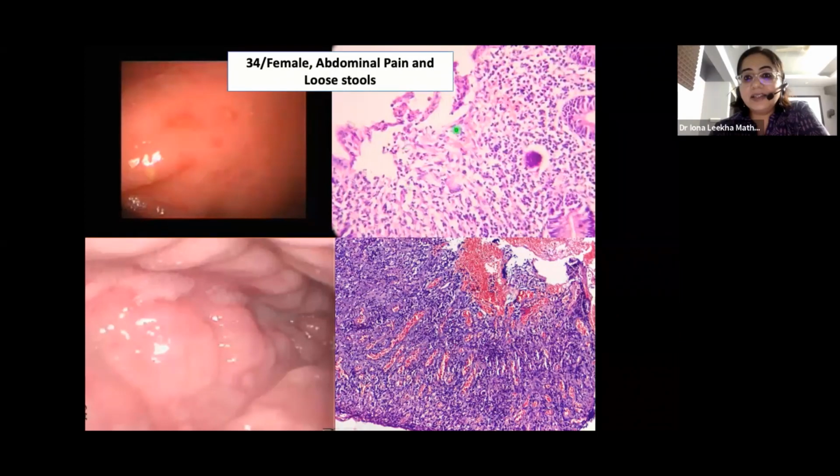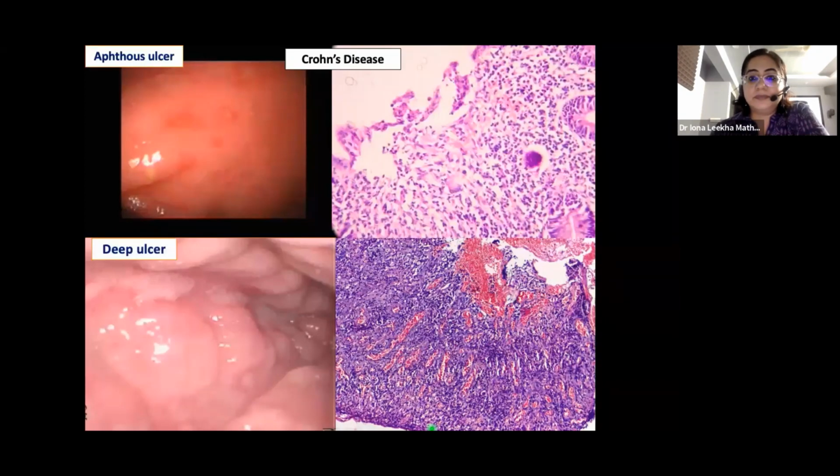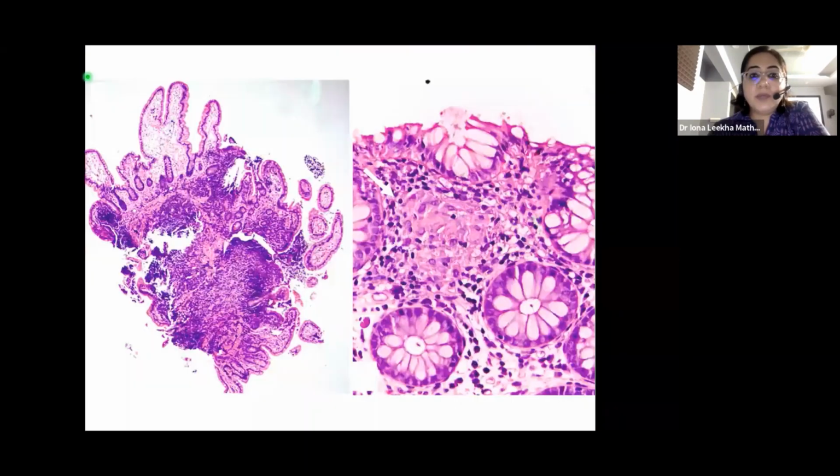So this is an ulcer, where you're seeing a non-caseating granuloma here, and this is a deep ulcer, which is replaced by granulation tissue. This is the biopsy of the ileum, where you see patchy inflammation here, whereas here there's normal cellularity of the lamina propria. This is again a discrete small granuloma in the colon.